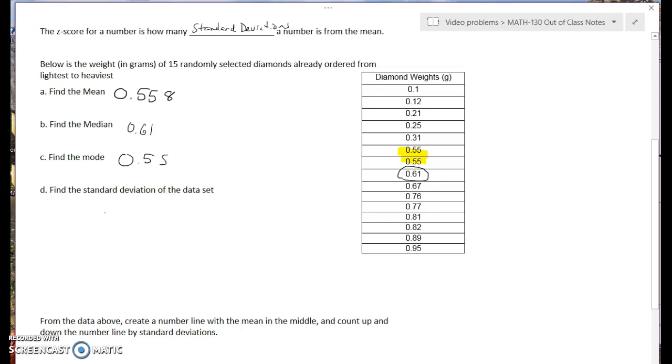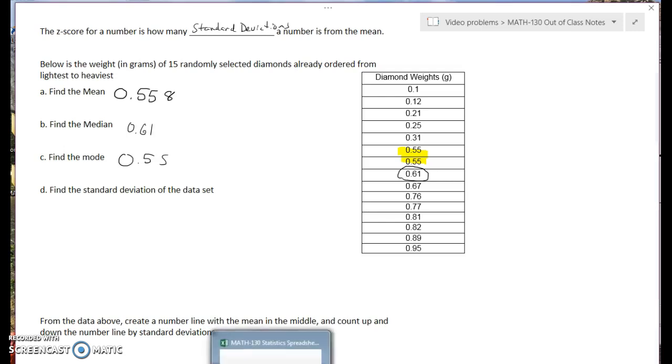All right, for the standard deviation, I'm just going to tell you this right now. We're going to do a standard deviation in class by hand, but right now I'm going to show you the Excel spreadsheet that we use to find basically all of these numbers. Even though we did the first 3 by hand, we can also get them using the Excel spreadsheet.